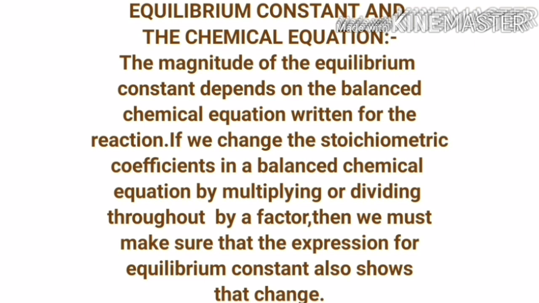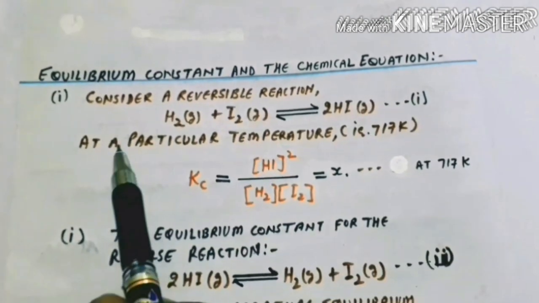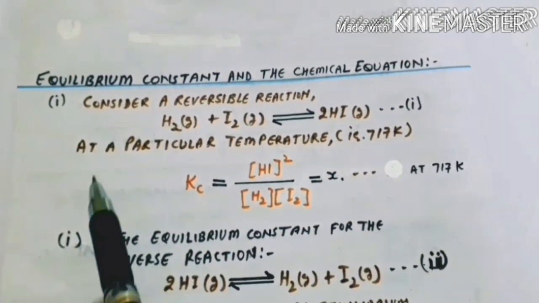constant depends on the balanced chemical equation written for the reaction. If we change the stoichiometric coefficients in a balanced chemical equation by multiplying or dividing throughout by a factor, then we must make sure that the expression for the equilibrium constant also shows that change. Equilibrium constant and the chemical equation. So let us consider the first case.